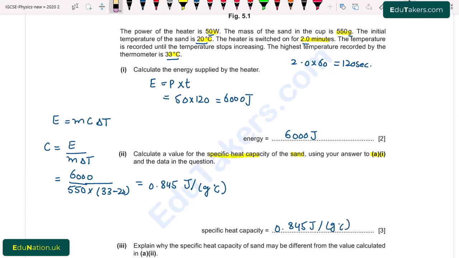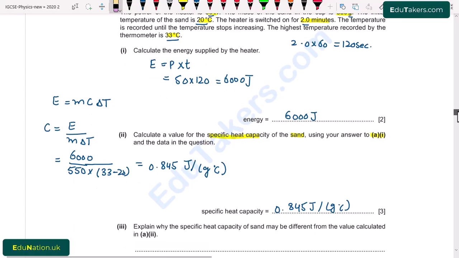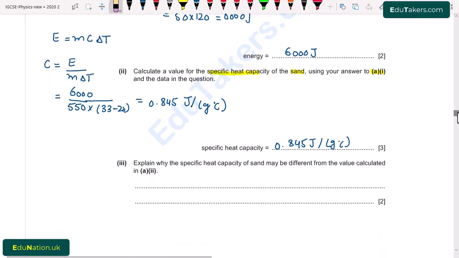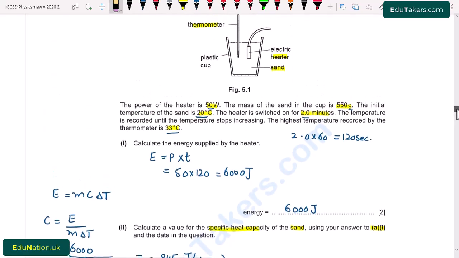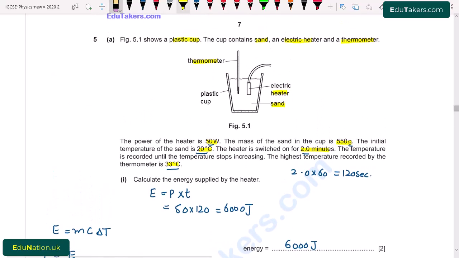Part 3. Explain why the specific heat capacity of the sand may be different from the value calculated in A2. We have calculated the value of specific heat capacity that comes to be 0.845 and its value is different from the specific heat capacity of sand. Here we have to tell the reason for that. First of all, you see this figure is not covered from the top. There is no lid above it.